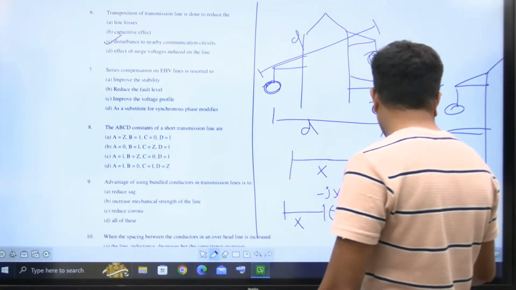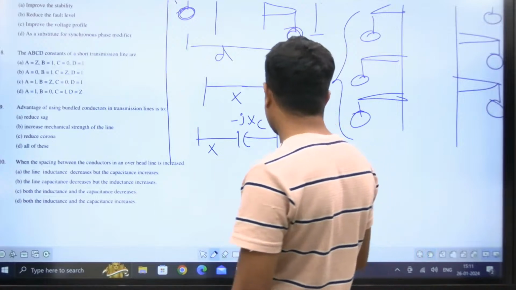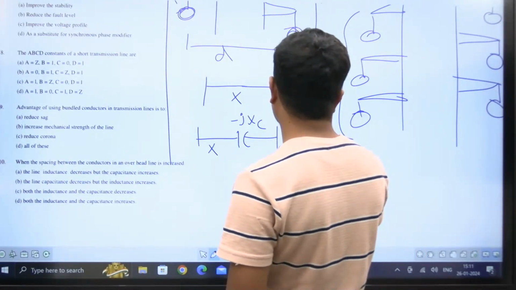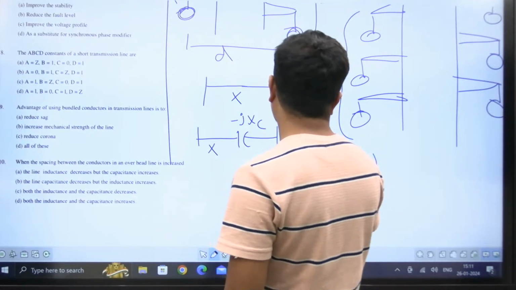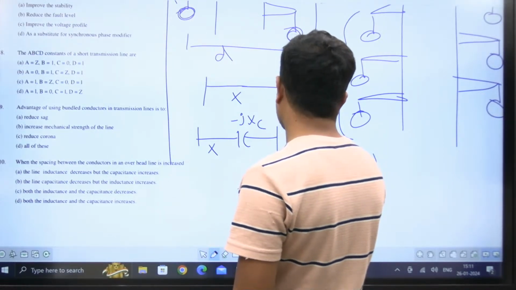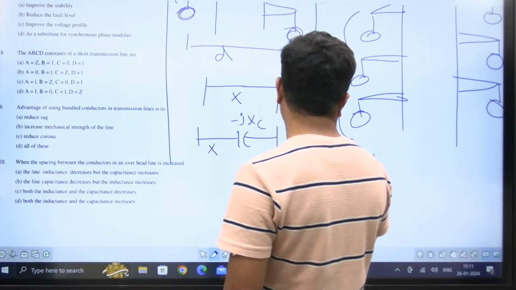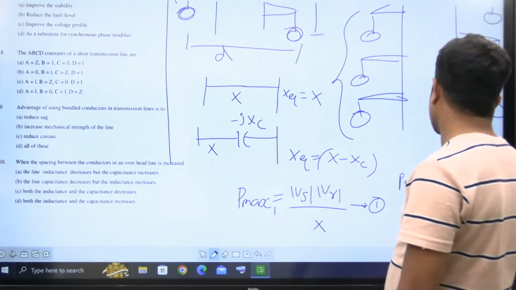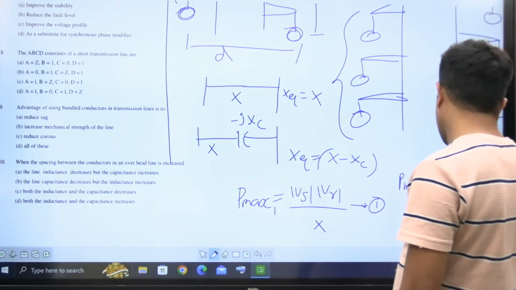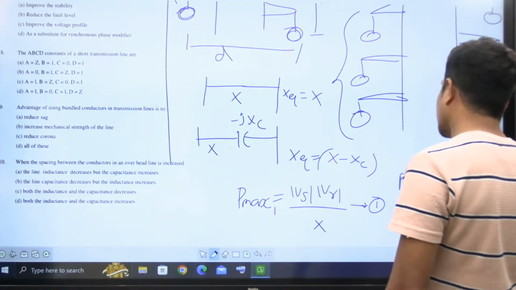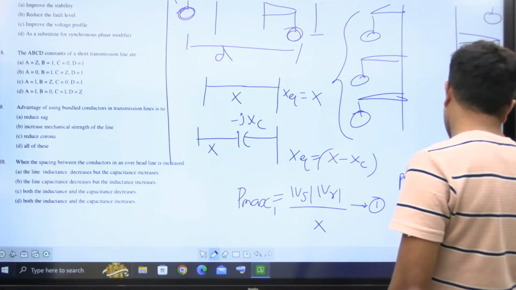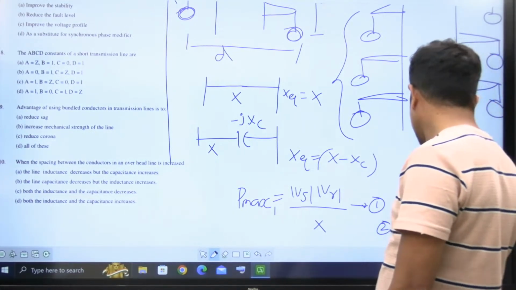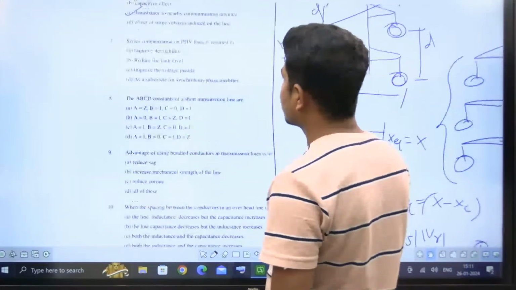This is X. Then the resultant reactance is X equal is equal to X minus XC. Now what is P max? Maximum power that can be transferred. That is mod Vs mod Vr by X in the first case. In the second case, P max 2 is equal to mod Vs mod Vr by X minus XC. Definitely 2 is greater than 1 because the denominator is reduced, right?